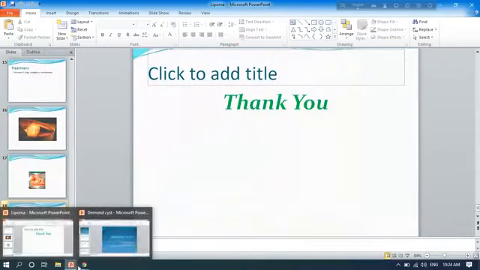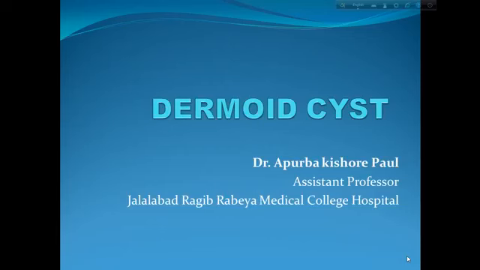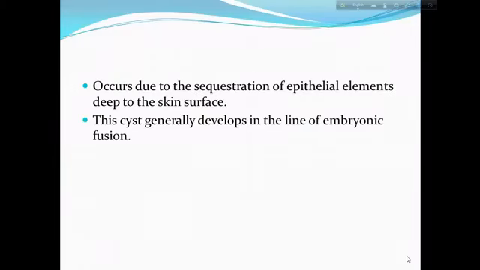Another short case: dermoid cyst. What is a dermoid cyst? It occurs due to sequestration of the epithelial elements deep to the skin surface.